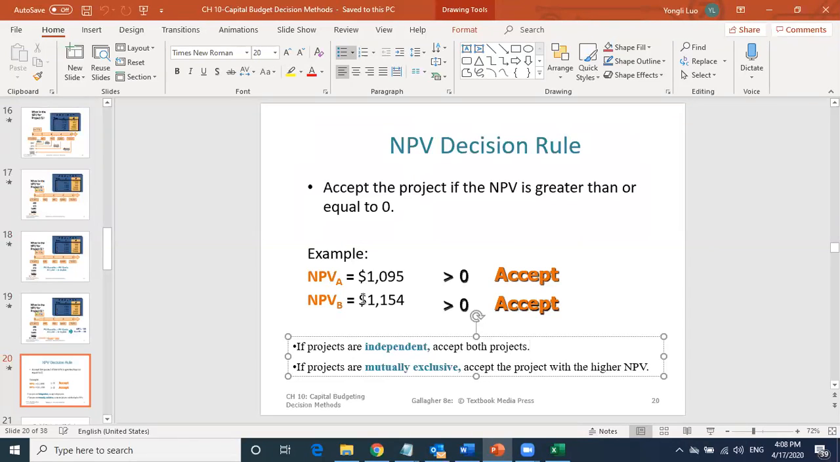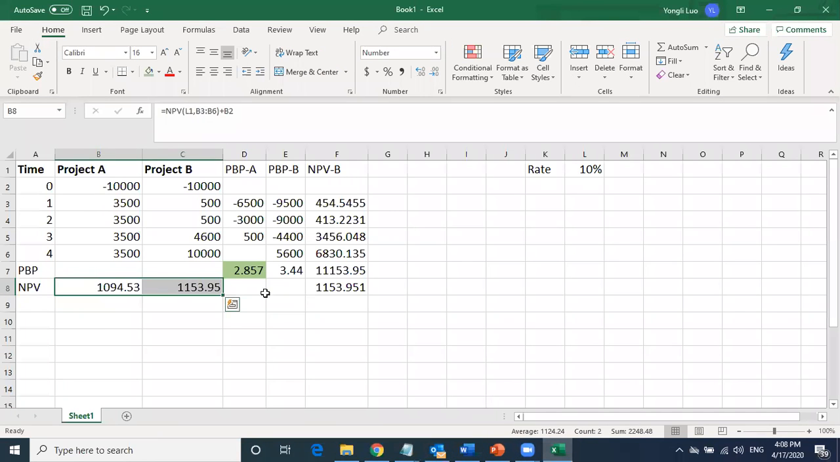So which one is higher? Project B, right? Project B has a higher net present value. So we're going to choose this one. Both projects are acceptable, but if they are mutually exclusive, we choose project B.